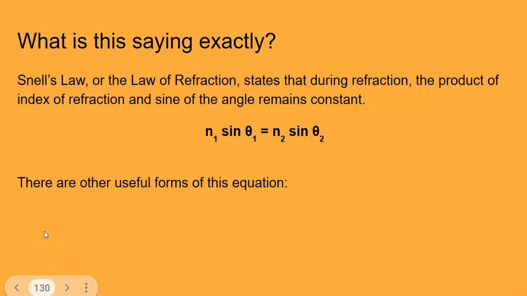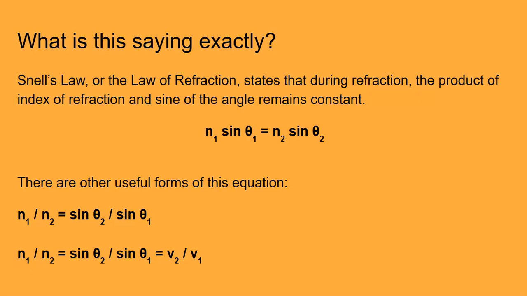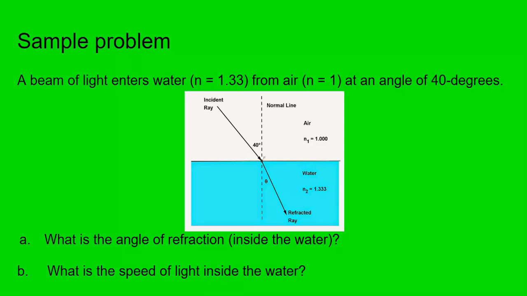So this again is the law of refraction. You've seen this already. n1 sine theta 1 equals n2 sine theta 2. There are other useful forms. You can look at it as a ratio. The ratio of n1 over n2 equals sine of theta 2 over sine of theta 1. You can even look at it as n1 over n2 equals sine theta 2 over sine theta 1 equals v2 over v1, which would be the speed in the new medium over the speed in the old medium. What you see there is that the ratio of indexes of refraction is inversely related to the ratio of the speeds of light in the given mediums.